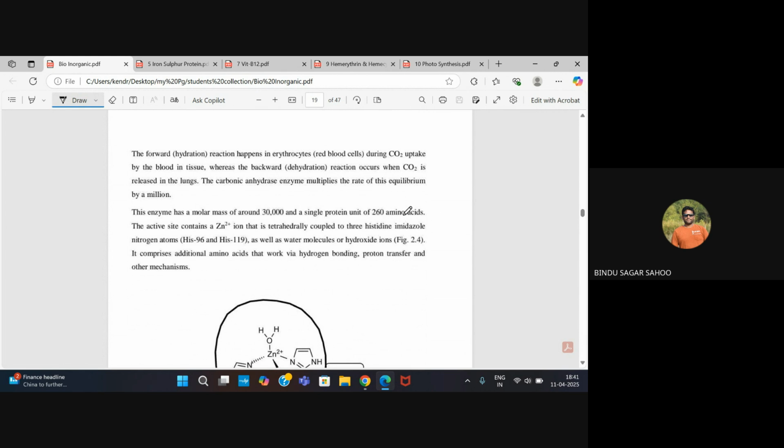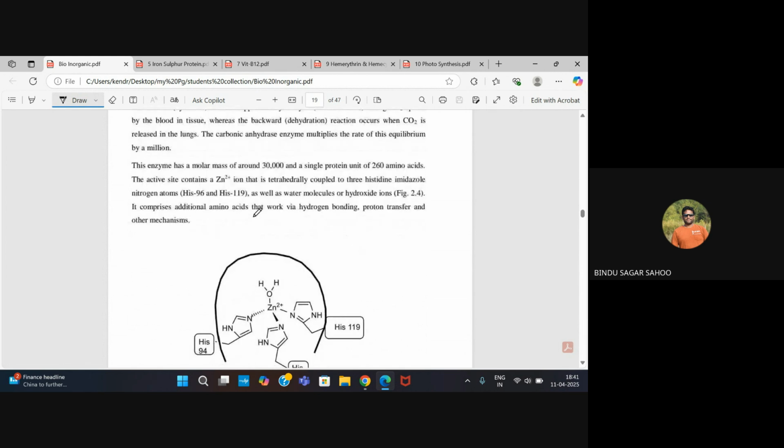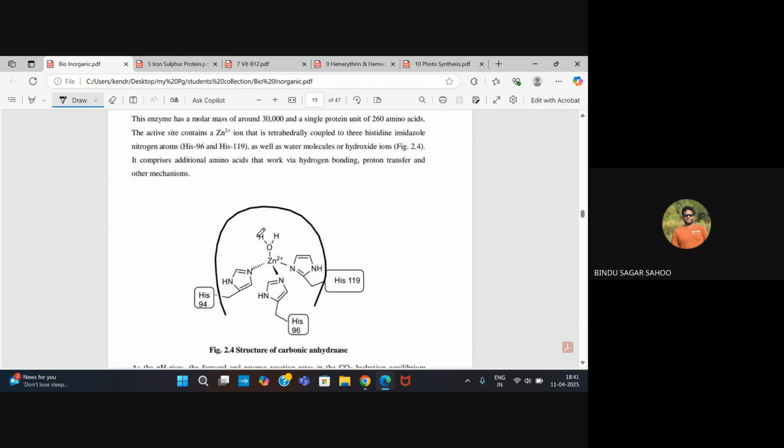You need to remember all these things. Another thing is that we'll discuss its structure. The structure of carbonic anhydrase is a tetrahedral structure, and these are the protein chains. At the end of the protein chain, there will be a histidine amino acid. Here also a histidine amino acid. Here also a histidine amino acid. So on a protein chain, at a particular point, this histidine amino acid is present.